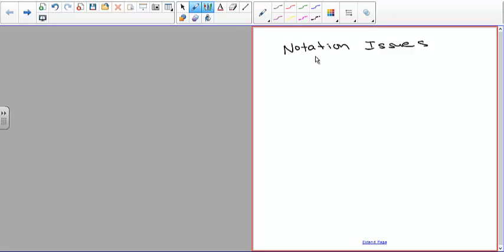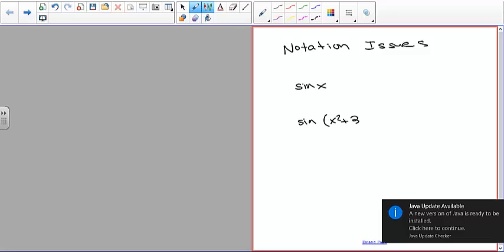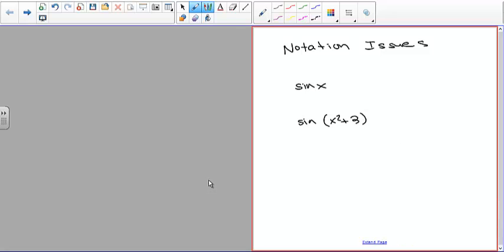Okay, so let's just start with trig functions. If you have the sine of x, it's pretty obvious that you're taking the sine of x. But if I did the sine of x squared plus 3, to make sure that I know that I'm not doing just the sine of x squared, I want to make sure that I put that in parentheses. So don't ever leave the parentheses off. This might be overkill in saying you always use parentheses. I'm not going to take off for putting an extra set of parentheses here because it's always obvious what the argument of the sine function is.